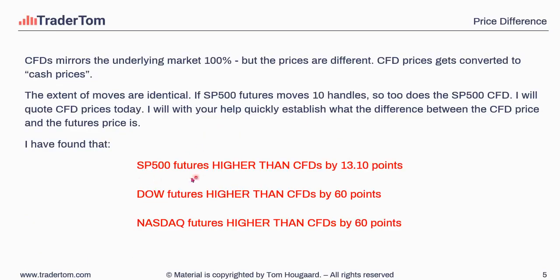Now, what I have found is by looking at the live S&P 500 futures prices that I have running side by side as well, is that the prices that you will have on your S&P 500 futures will be 13 points higher than the price. Someone was not allowed to. Okay, there you go. Okay, I don't want to see this every single time, so thank you. S&P 500 futures higher than CFDs by 13 points. Dow futures are higher than CFDs by 60 points, and NASDAQ futures are higher than CFDs by 60 points.